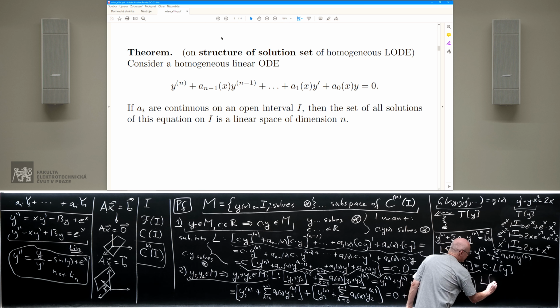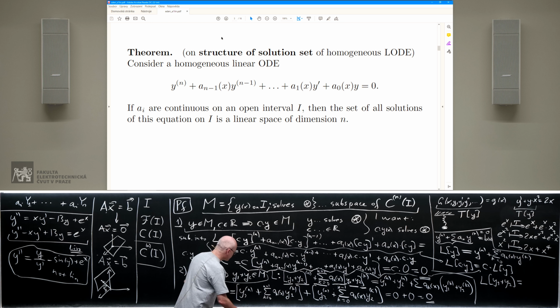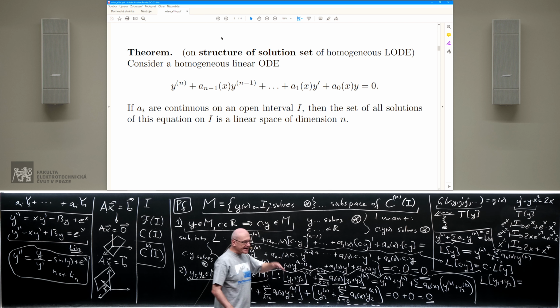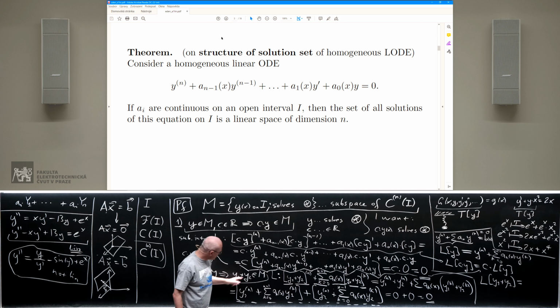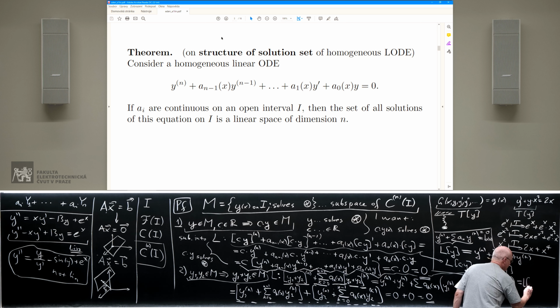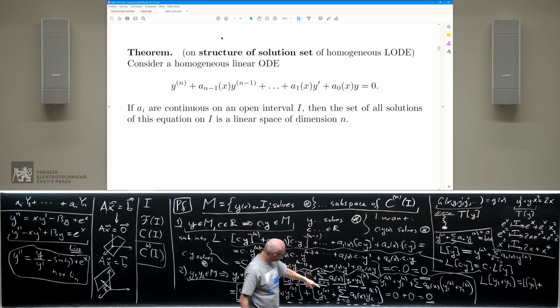So I can write it like that. I take L, and I substitute into it y1 plus y2. And what do I get on the output? We can see it over here. This is actually the action of my left-hand side applied to y1 plus the action applied to y2.